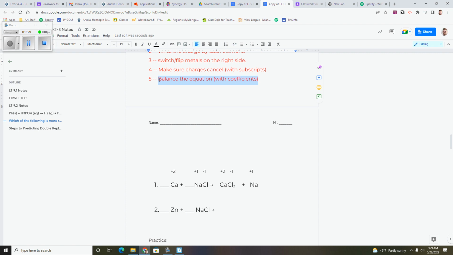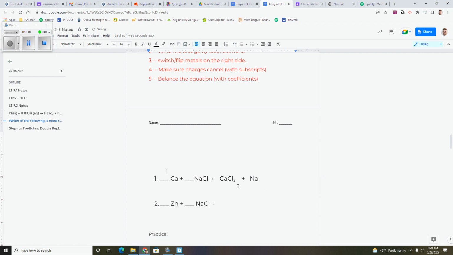Last thing, balance out the whole equation with coefficients. So now we put the big numbers up front. Now you cannot worry about charges. Let's balance the whole thing. 1 Ca, 1 Ca, good? 1 Na, 1 Na, good? 1 Cl, 2 Cls, how many do I need over here? 2, and then what do I need over here? 2, so it's a 1, 2, 1, 2. That's a lot. I understand that. That's the answer, final answer. That's a lot. I get it, but that's why we slow it down and go that way.